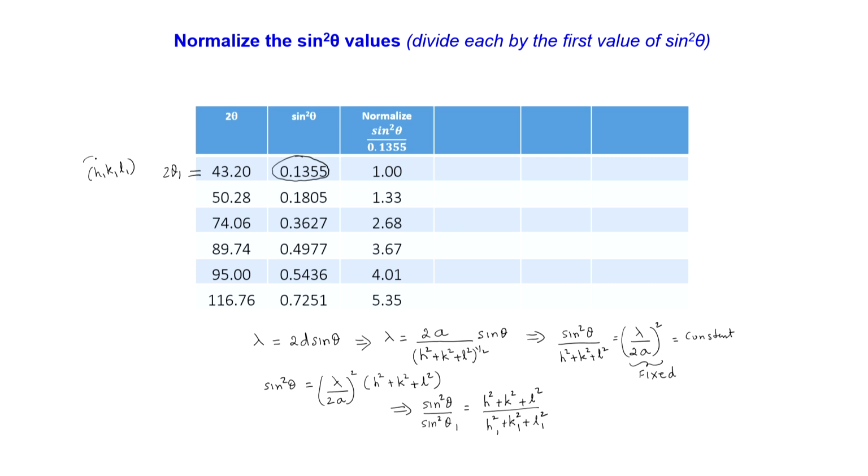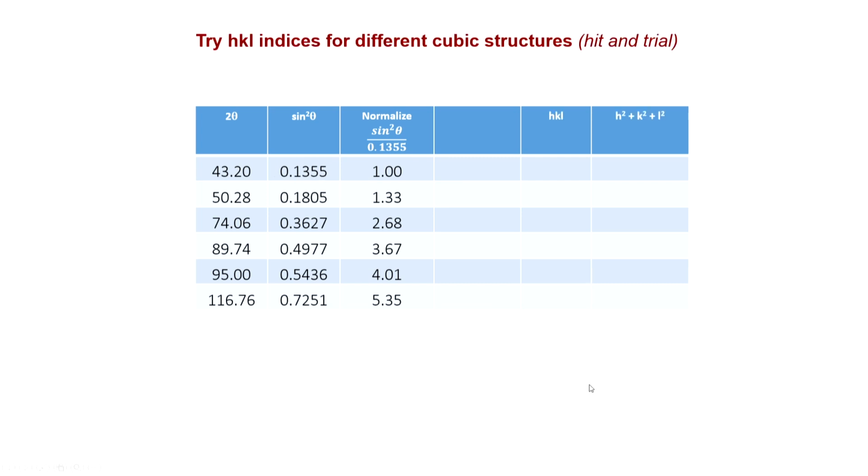So, these are the indices of the first peak, and 2 theta 1 is the angle for the first peak. Now, how does this help us? We will keep this with us and do a bit of a hit and trial.